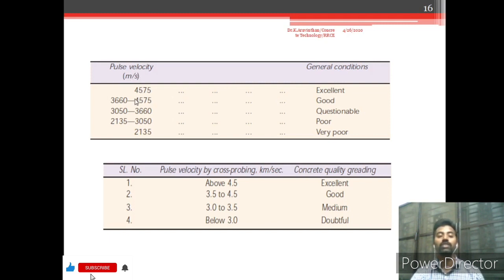If the pulse velocity measured by conducting this test is 4575 or more, then it is called an excellent material, and it reduces linearly after that. You can see 2135: if the concrete has a pulse velocity of 2135 or lesser, then the concrete is very poor. Like that, you can identify the quality condition of a concrete.